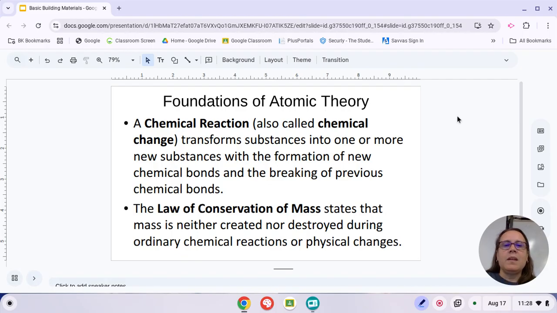Okay? A chemical reaction or a chemical change just means that we're rearranging the different atoms. We're breaking apart some atoms, we're putting them together in new ways. That is a chemical reaction in essence. And when we have these chemical reactions, we have to conserve the mass. It's called the law of conservation of mass.